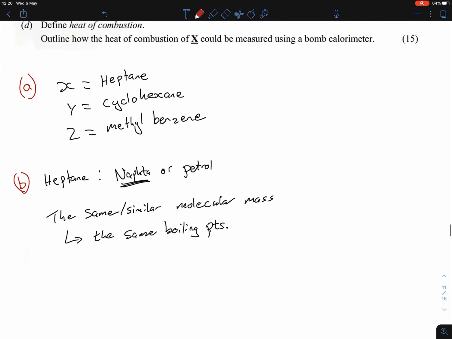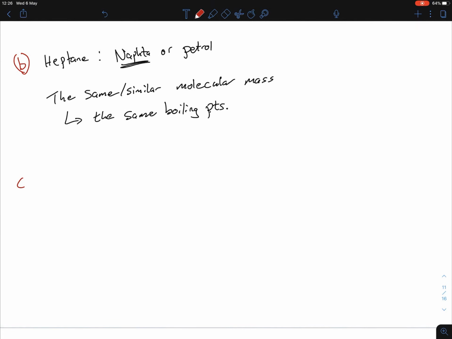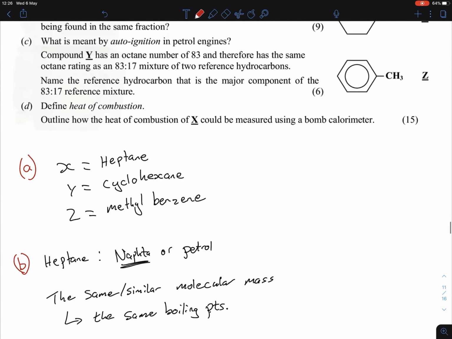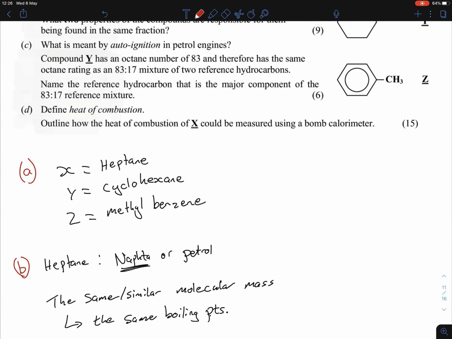C is asking the first one to be, and I'm not going to write it, is to define or what is meant by autoignition. So what is this? Basically, it's a tendency to premature ignition. So a tendency towards knocking, basically. It's not good. We don't want that to happen.